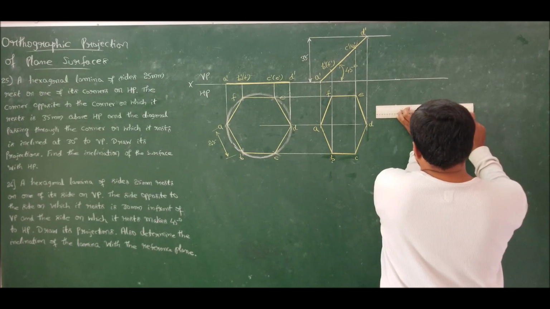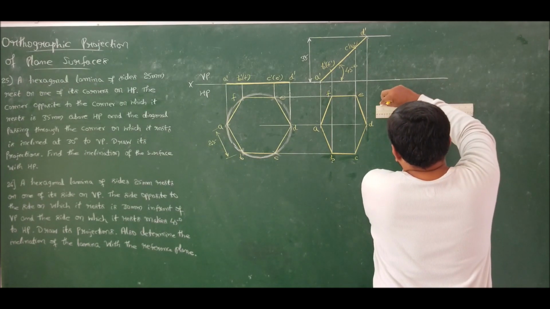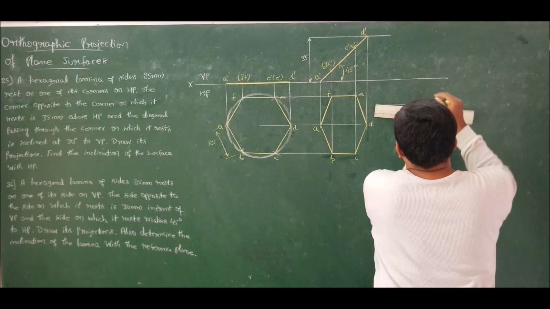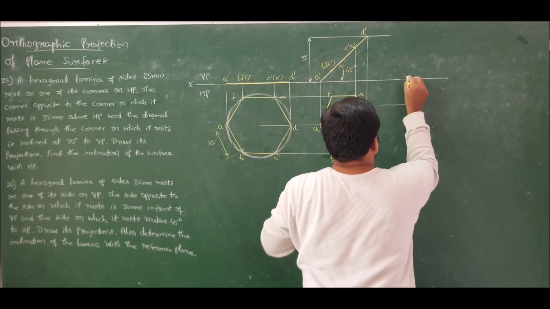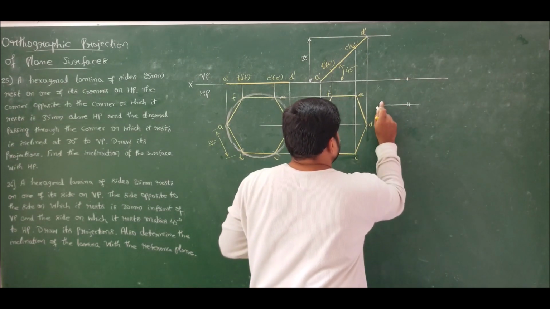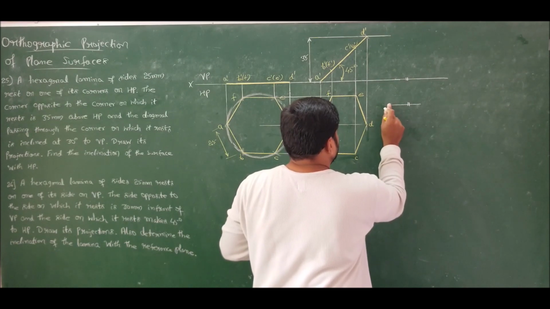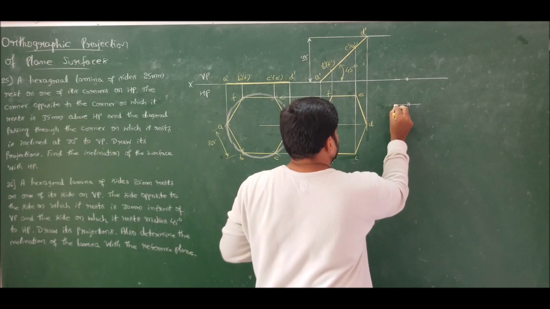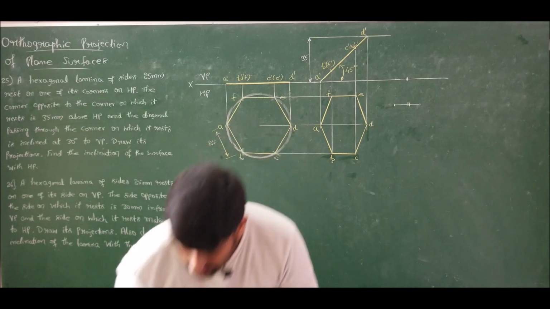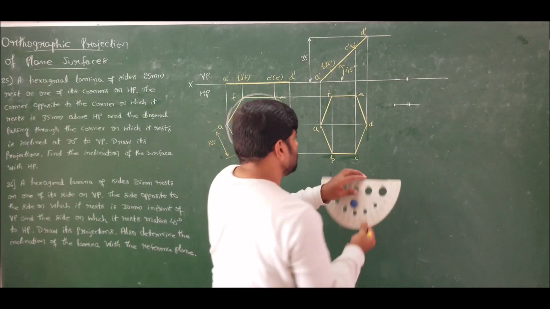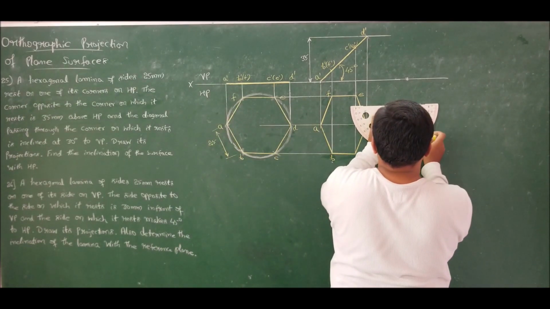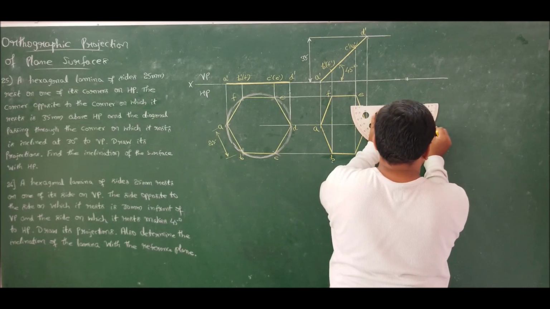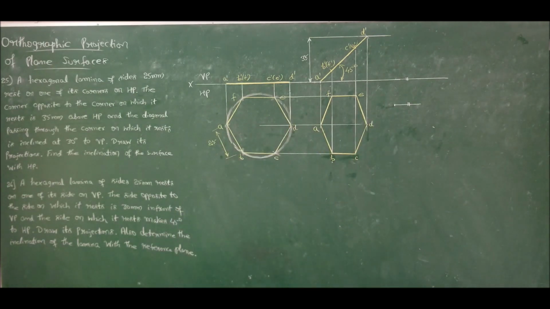So draw a reference line. Draw a reference line which is parallel to the XY line and measure 30 degrees on this line and compute beta. So measure 30 degrees on this line. I have drawn 30 degrees.